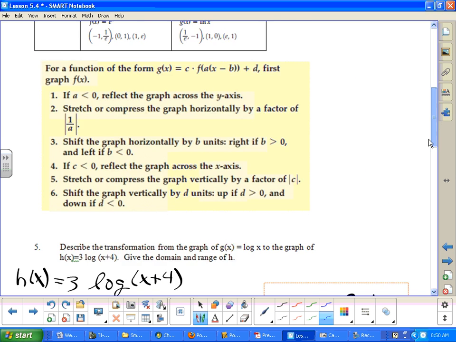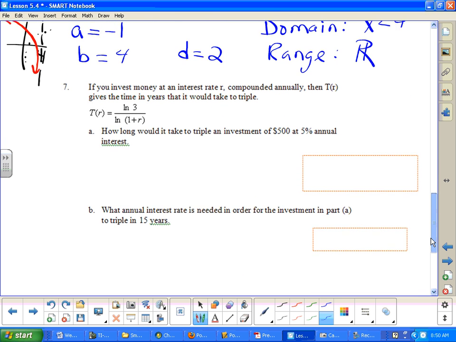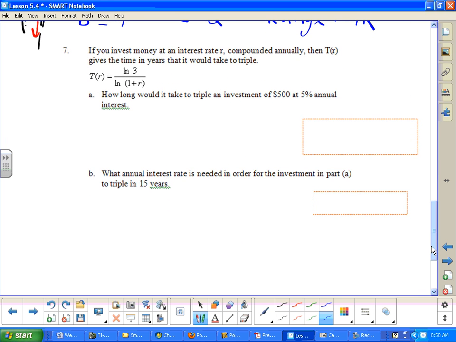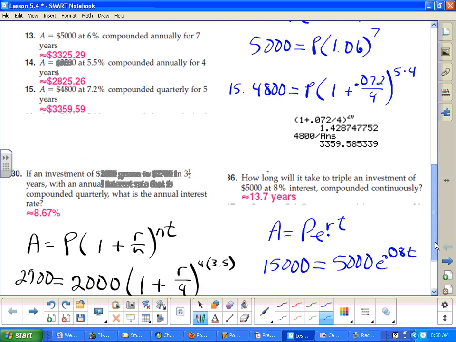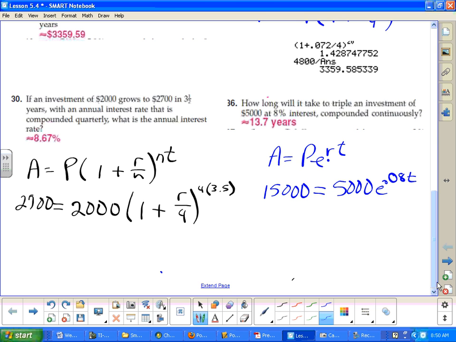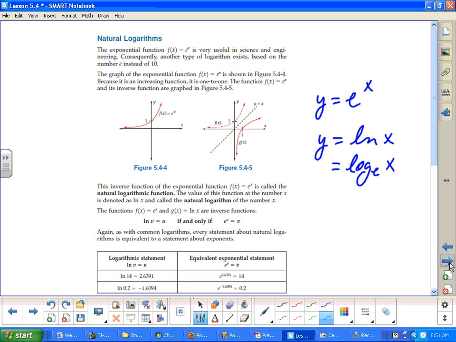All right, number 7. If we invest money at interest rate R compounded annually, then T of R gives the time in years that it would take to triple. So this problem back here that we talked about tripling, this answer was 13.7 years, right? So we're going to use this formula to do this for a moment.